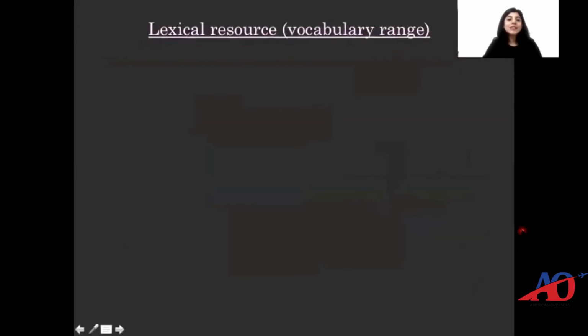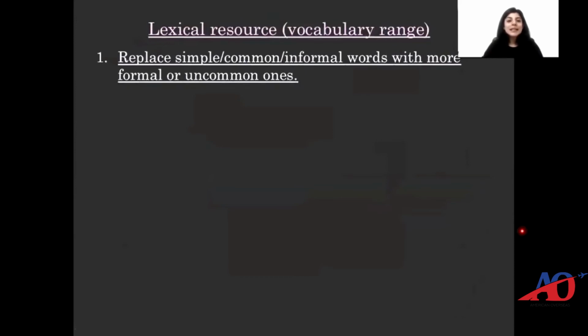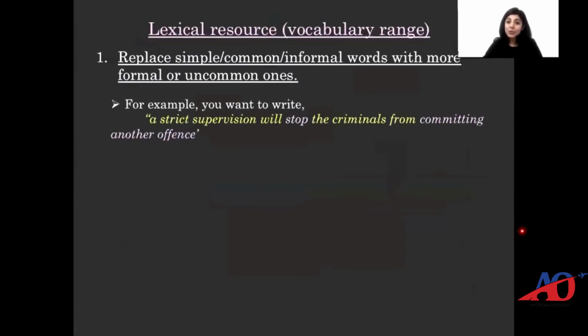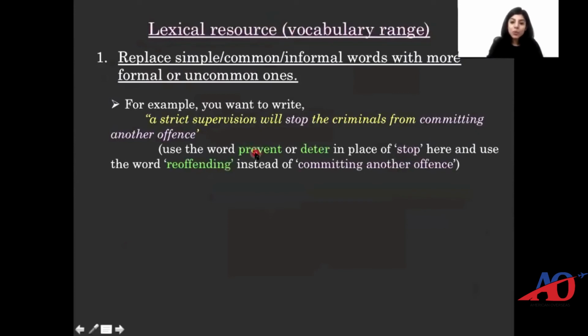All right, so let's have a look at lexical resource. So 3-4 things here. Replace simple, common, and informal words with more formal and uncommon ones. For example, you want to write, a strict supervision will stop the criminals from committing another offense. Use the word prevent or deter in place of stop here. And use the word re-offending in place of committing another offense. That'll make it, a strict supervision will prevent the criminals from re-offending. Isn't that better?